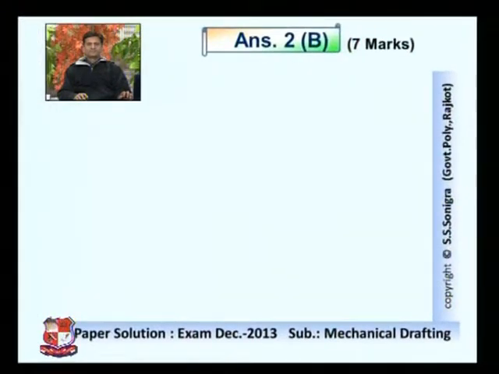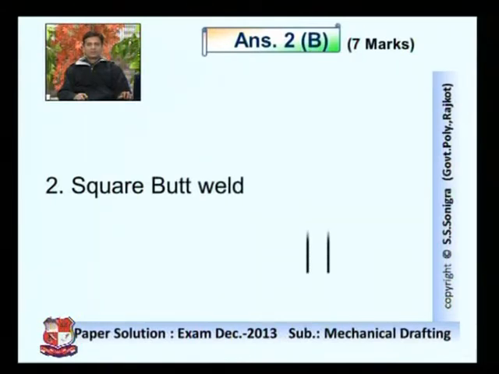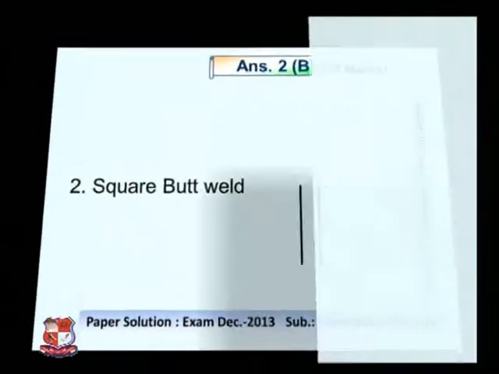Then the second one is square butt weld, which is used in welding. The symbol is drawn like this: just two vertical simple lines parallel to each other at equal distance. That is the symbol of square butt weld.